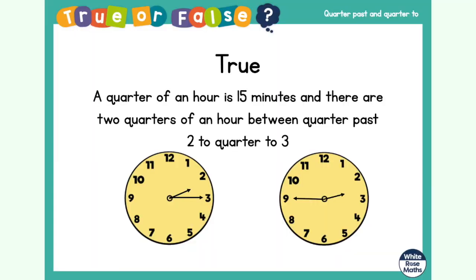This one is true. A quarter of an hour is 15 minutes past the hour. There are 2 quarters of an hour between 2:15, look, here's the minute hand that's come a quarter past, and 2:45. So you can see that the minute hand has moved 1 quarter, 2 quarters, and now it's up at the 9 and the time is 2:45. We're getting close to 3 o'clock. But that half that it's travelled, or 2 quarters, is made up of 2 lots of 15 minutes, and that is 30 minutes.